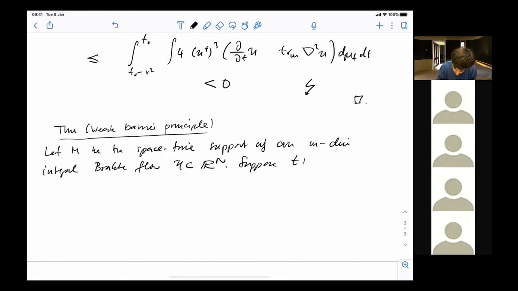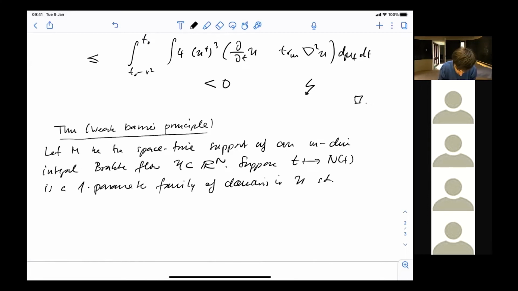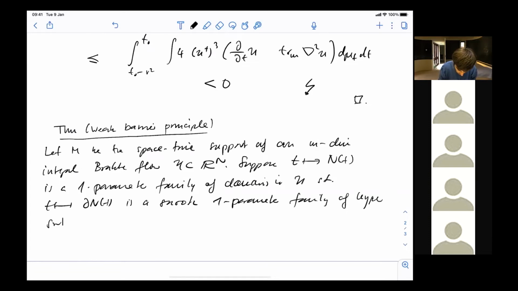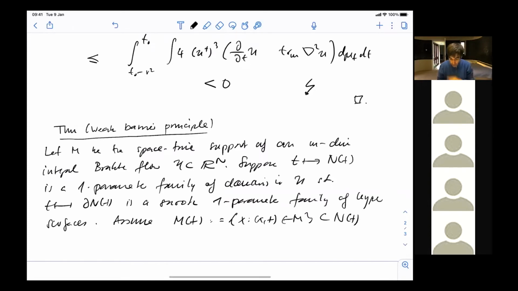Suppose t maps to N of t is a one parameter family of domains in U, such that the boundary is a smooth one parameter family of hypersurfaces. Now assume that M of t is always contained in N of t. So more or less we think of our flow as contained in a smooth family of domains.